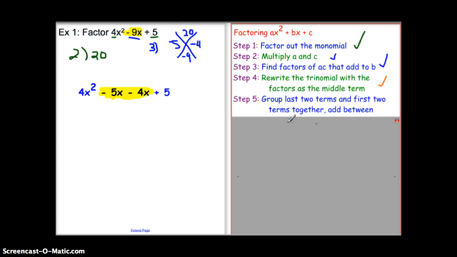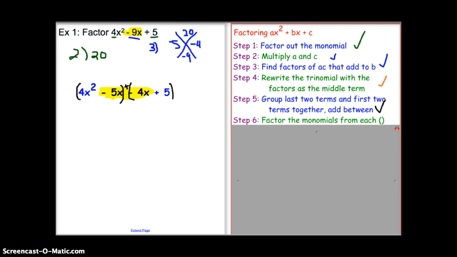Step 5, group the first 2 terms and the last 2 terms and add between. This just means put in parentheses. So I'm going to put parentheses around the first 2 terms and parentheses around the last 2 terms, and make sure I'm adding between them. So step 5 is done.